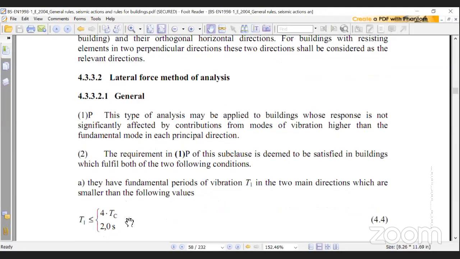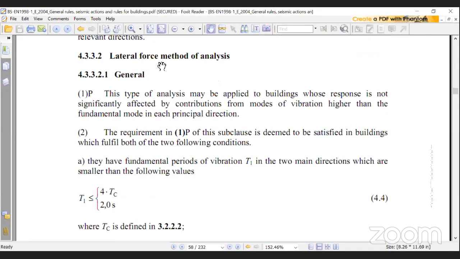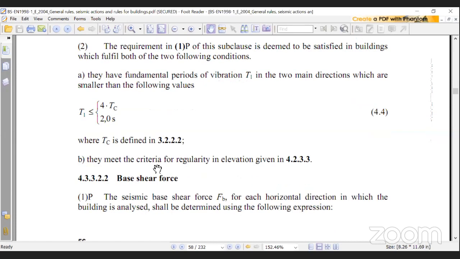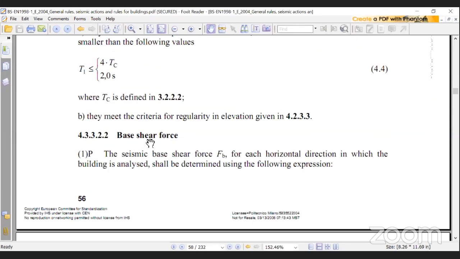Under this, for you to analyze under the lateral force method of analysis, the limitation is that the value of T1 must be less than or equal to 4 TC or 2.0 seconds. That is what the code provides. And of course, all the other criteria have to be met, like regularity, which you can get in this clause. Then after that, the other important thing to determine is the base shear force.